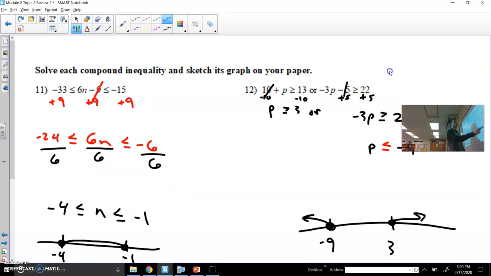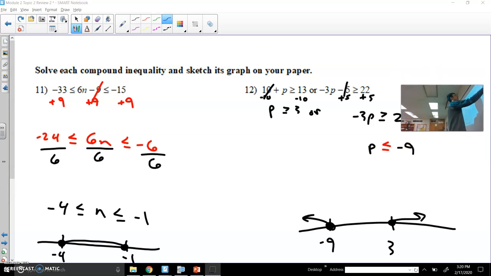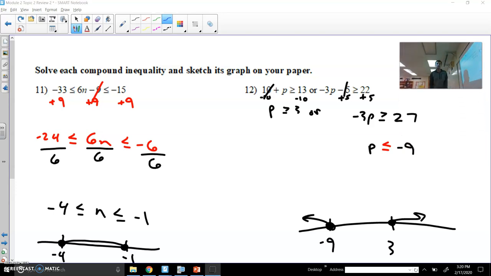Number 11 and 12, these are both compound inequalities. Gave you one of each. One we have is more of an "and" problem, meaning that 6n minus 9 is not only less than negative 15, it's also greater than or equal to negative 33. So we're looking for the values that would basically keep the 6n minus 9 output between these two values.